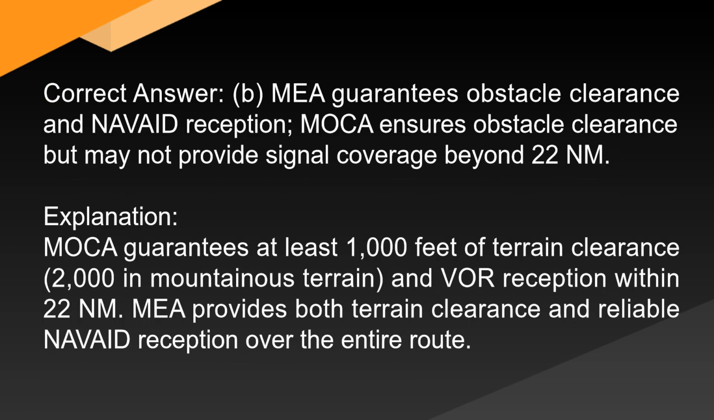Correct answer: B. MEA guarantees obstacle clearance and nav aid reception. MOCA ensures obstacle clearance but may not provide signal coverage beyond 22 nm. Explanation: MOCA guarantees at least 1,000 feet of terrain clearance, 2,000 in mountainous terrain, and VOR reception within 22 nm. MEA provides both terrain clearance and reliable nav aid reception over the entire route.